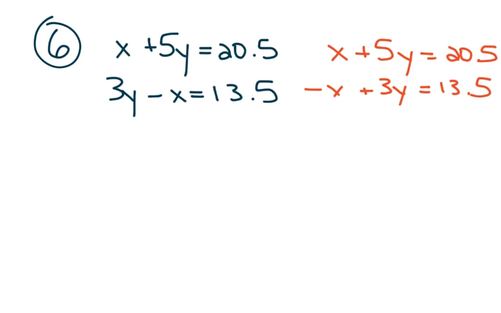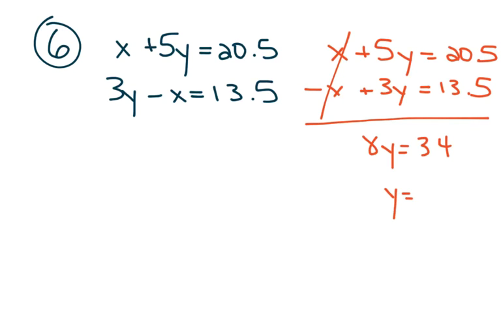Or if you want to go do elimination, well, notice those cancel. You're left with 8y is equal to 34. So y is going to equal 4.25. And then once you find out y is 4.25, you plug it back into either equation. I'll plug it into the first one.